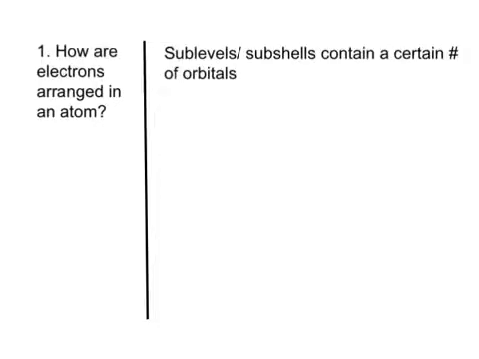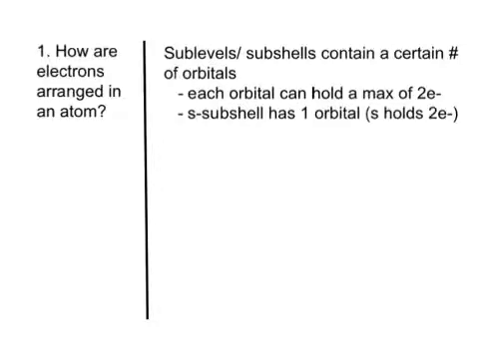Alright, now we're going to take it one step further. This is the last step. The third level of organization of electrons is orbitals. Sublevels contain a certain number of orbitals. Each orbital holds a maximum of 2 electrons. So each subshell will have a certain number of orbitals, and each orbital holds a maximum of 2 electrons. The S subshell is the smallest subshell. It only has 1 orbital. Therefore, the S subshell only holds 2 electrons.